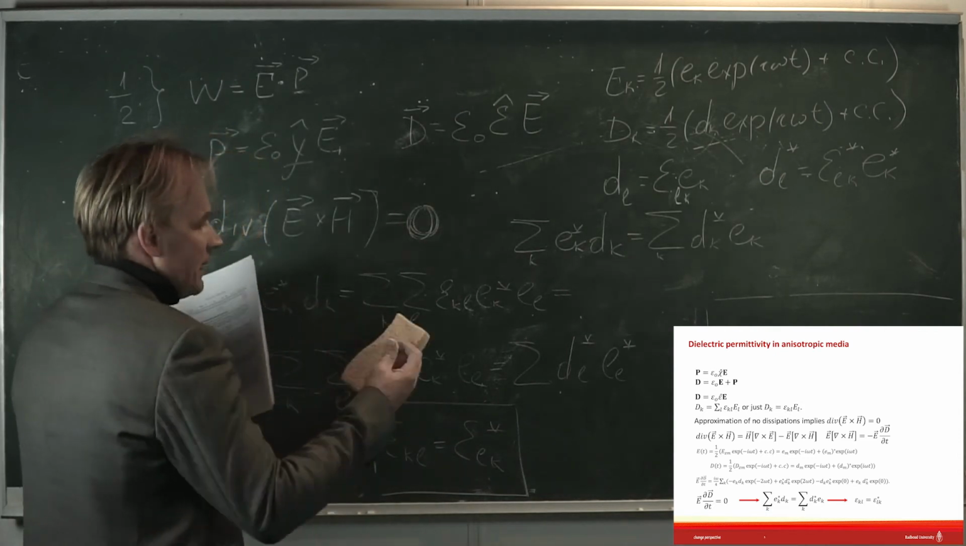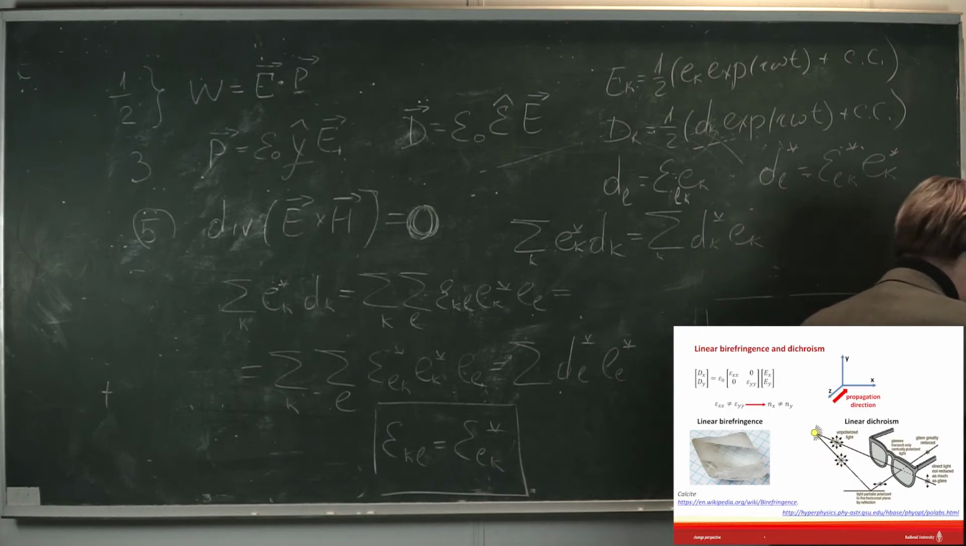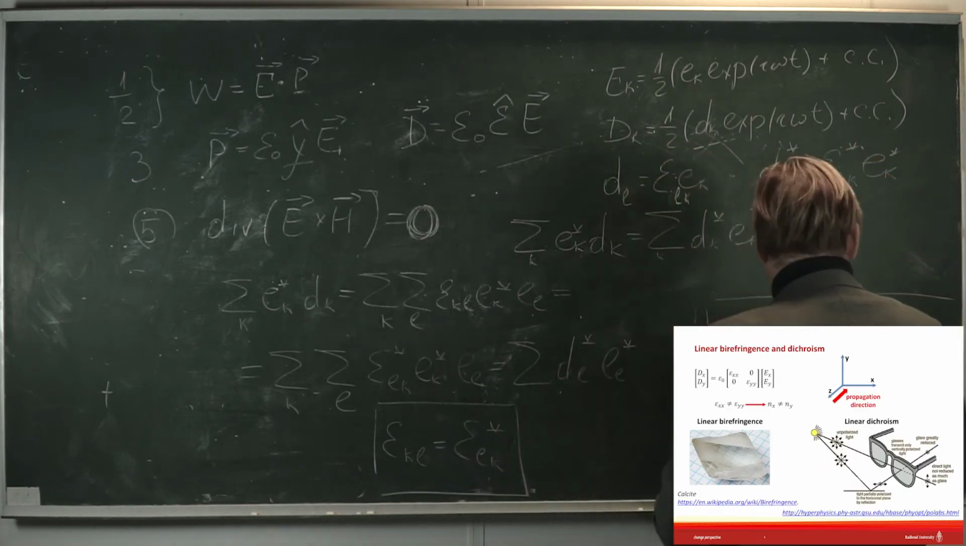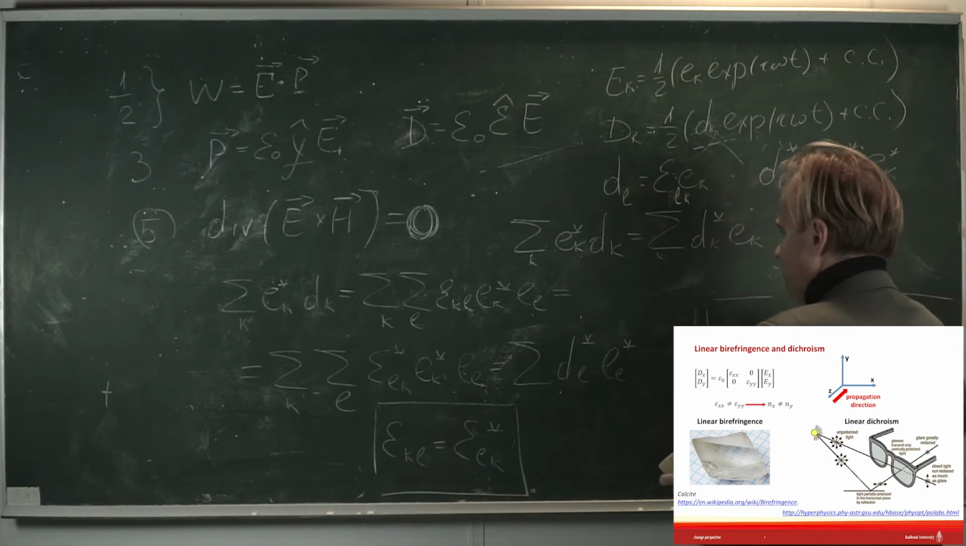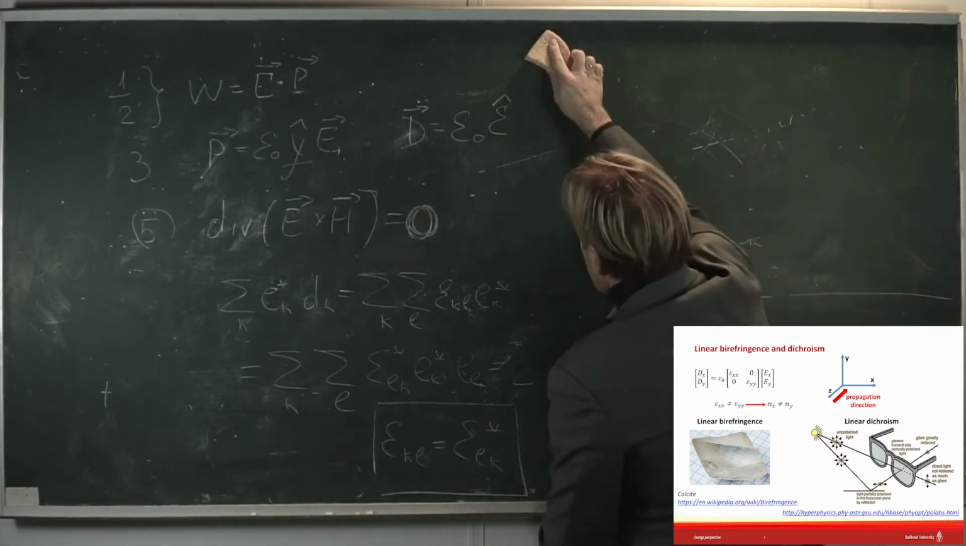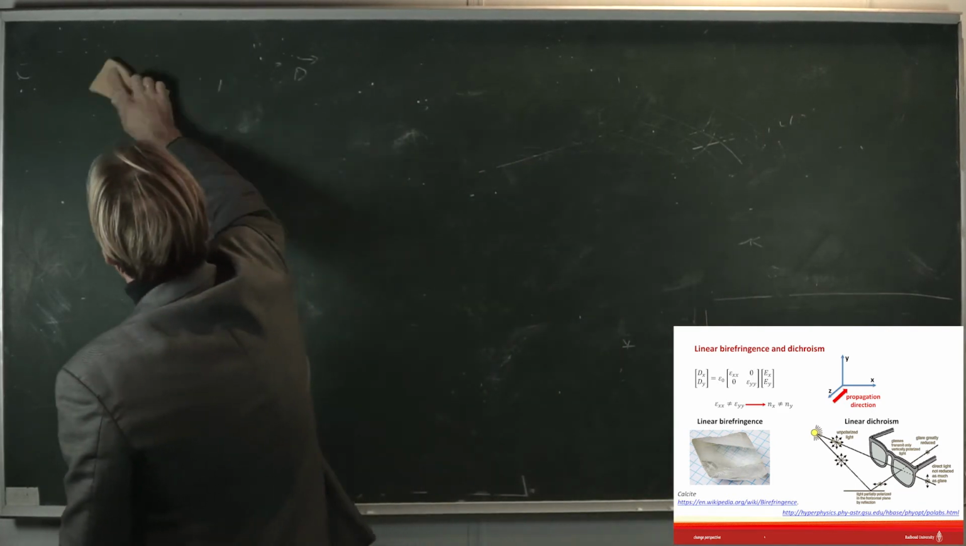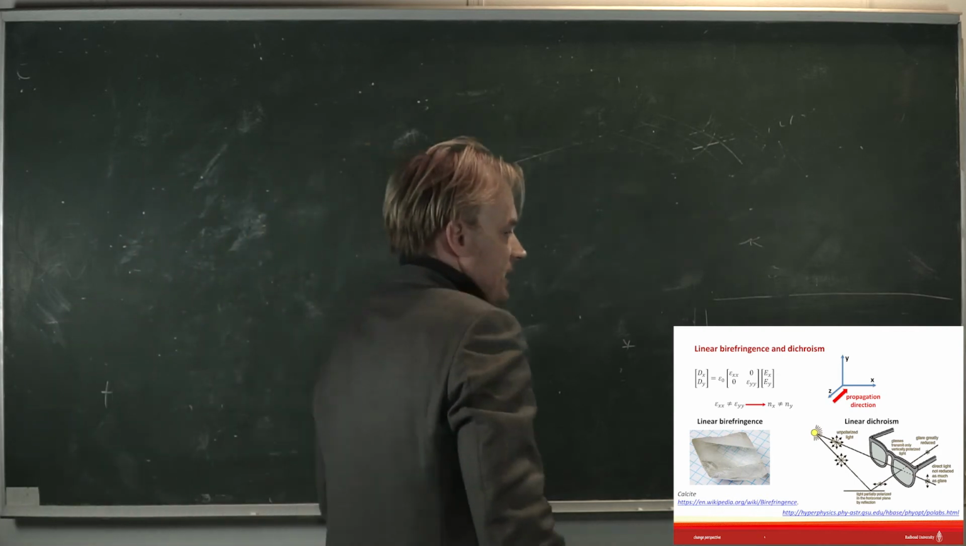So basically we repeated the very same derivation, but not for a scalar, but for a matrix, and found that in case of no dissipation, epsilon becomes a Hermitian matrix. Well, what are the other consequences of the fact that the medium is anisotropic?